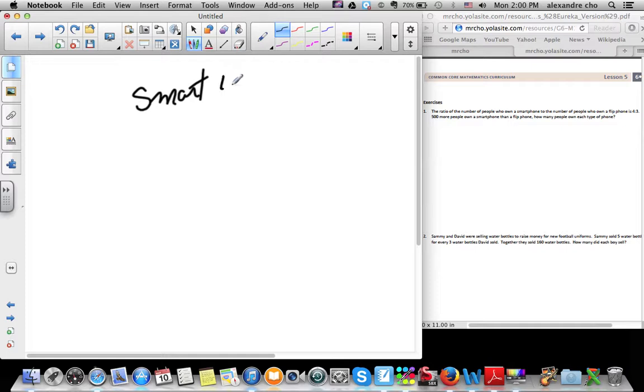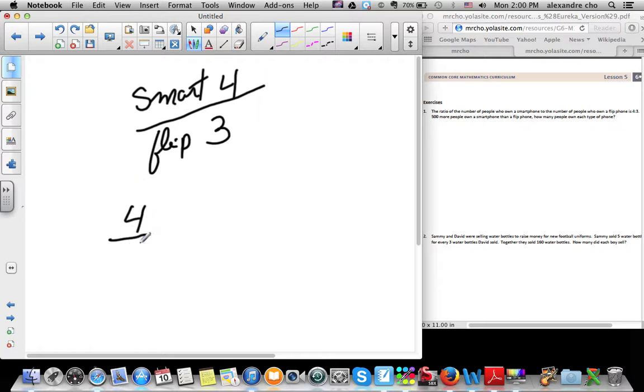I'll just write smart, 4. So every time 4 people own a smartphone, you're going to find 3 people who own a flip phone. Okay, so that's the ratio that we have. Now we have to find an equivalent ratio where the difference is 500.